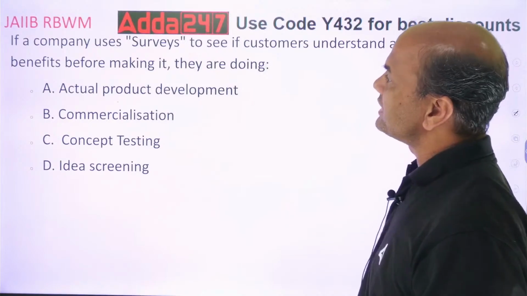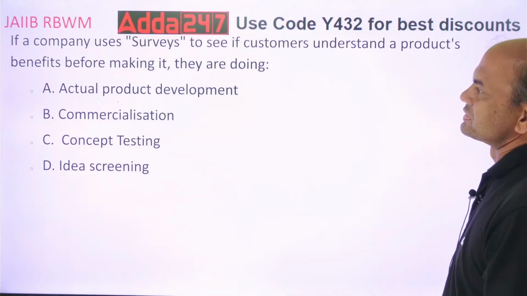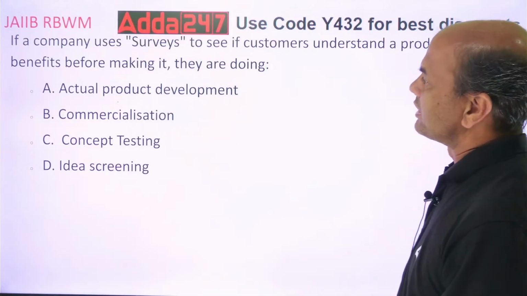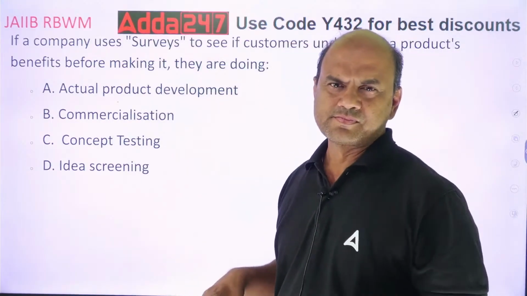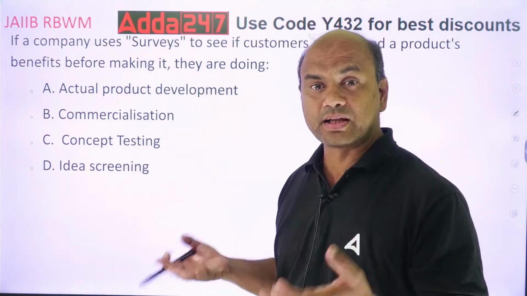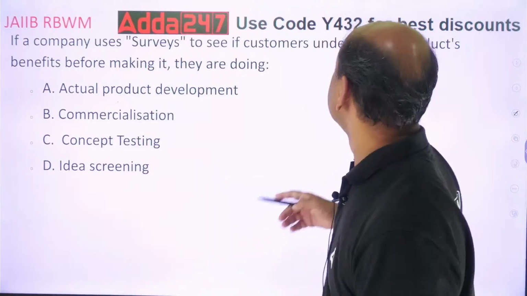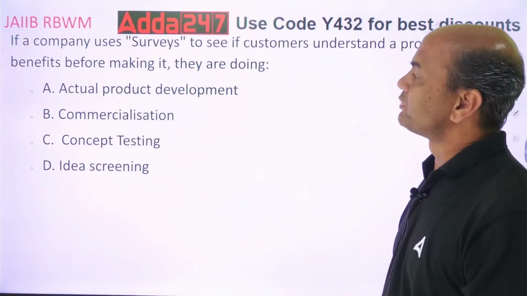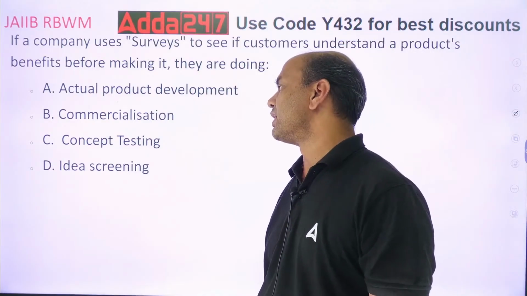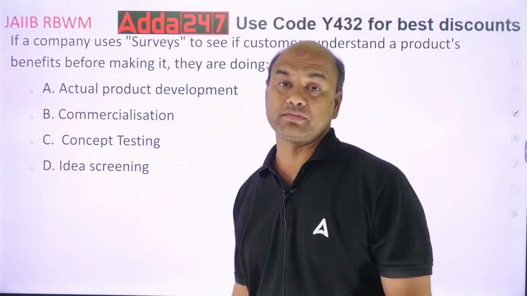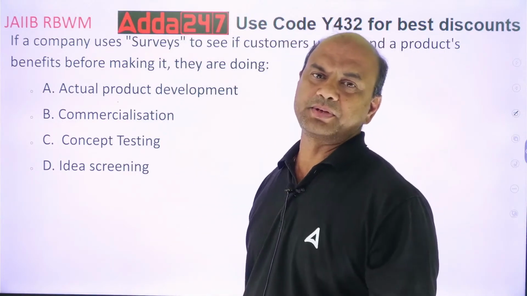If a company uses surveys to see if the customers understand the product benefit before making it, they are doing what? The company is right now surveying whether the customer understands their product. Okay? So, understands the product benefits before making it. What are they doing? Actual product development, commercialization, concept testing, and idea screening. Now you will get confused between C and D. Concept testing and idea screening.